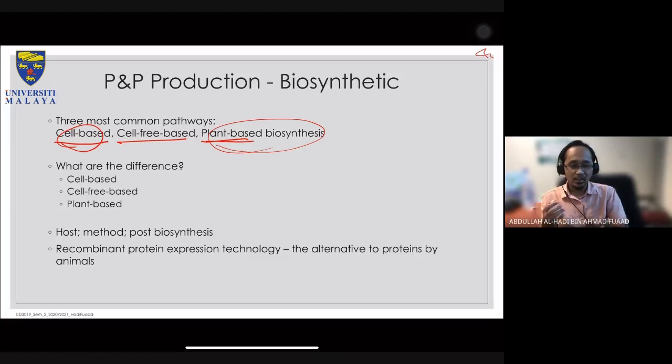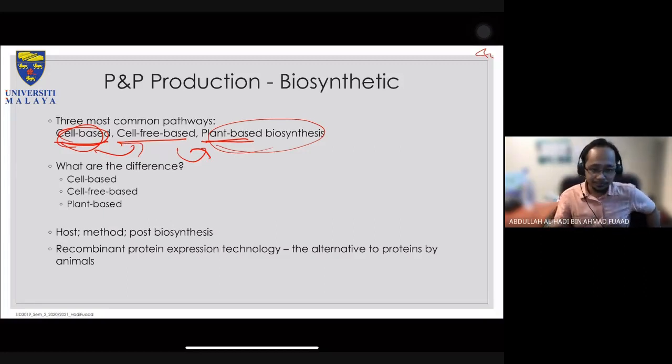So imagine that you can ask a plant, a tree outside of your house, to grow a peptide that you want. It will grow unlimited, so there will be an unlimited supply. You just need to put in some soil, water it once in a while, and then we can just pluck the leaves and extract out your peptides or proteins. That's why the technology is now shifting from cell-based to cell-free, and now more focus is being given to plant-based biosynthesis.